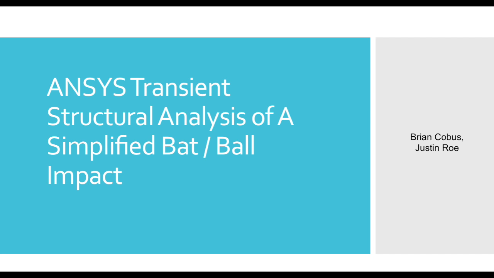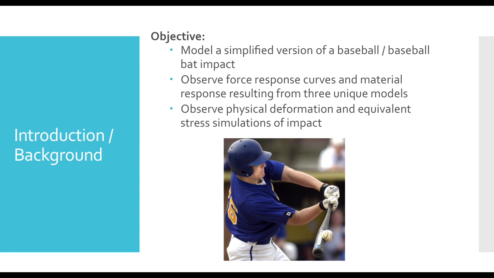Today we're going to talk about an ANSYS transient structural analysis of a simplified bat and baseball impact. We're going to be talking about a simplified model that we made of a baseball bat impact. We're looking to observe force convergence curves and material responses based on our unique models. And we're also looking to observe physical deformation and equivalent stress maps of the simulations on impact.